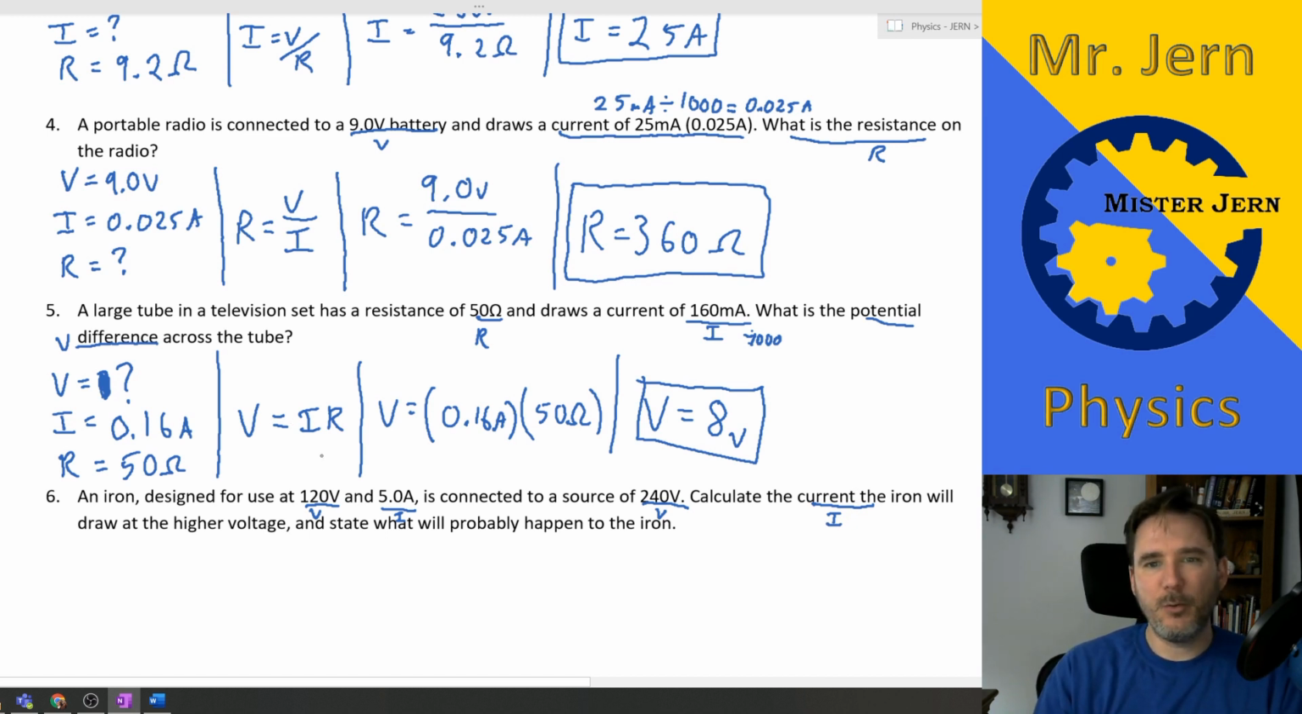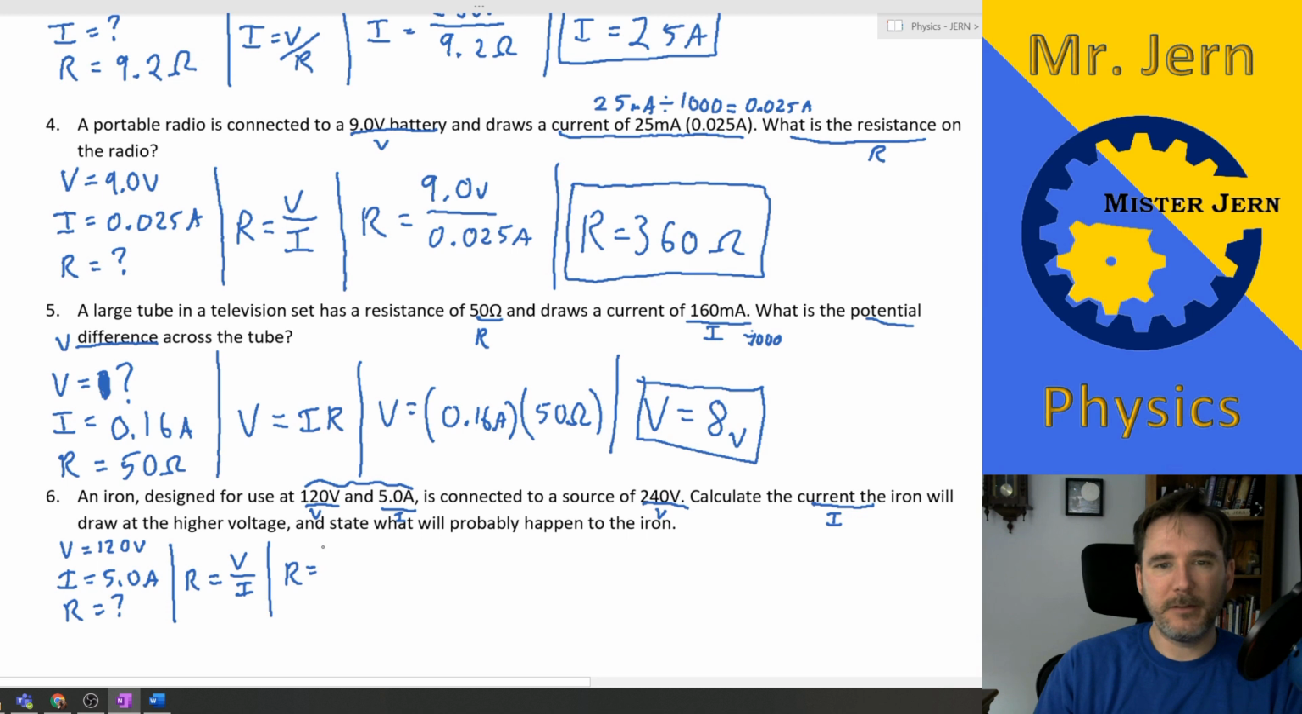Well, like I said, it's sort of a two-part problem, because the original tendency of an iron is to be plugged into a regular 120 volt outlet at 5 amps, and so what we could do is figure out the resistance of the iron. So V is 120 originally, I is 5.0 amps, and we could find the resistance here. So resistance is V divided by I, so resistance is 120 volts divided by 5.0 amps.